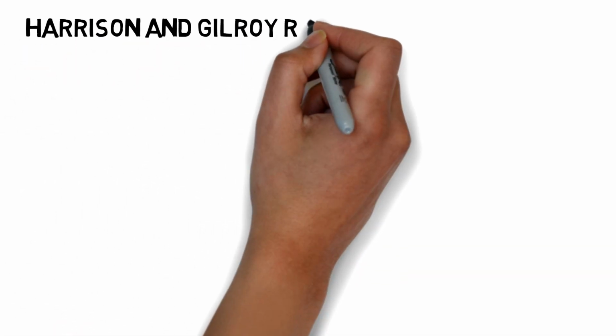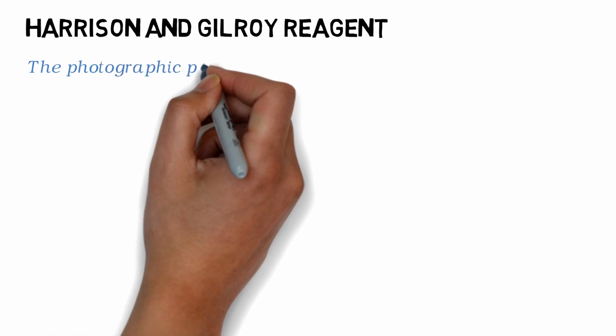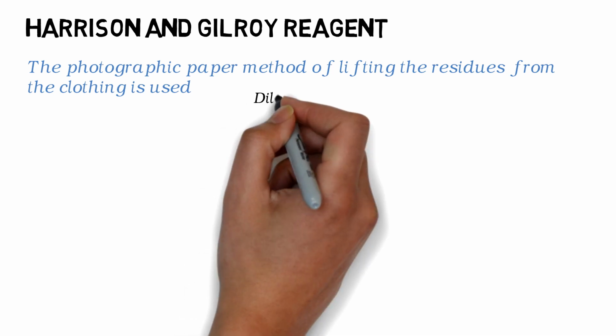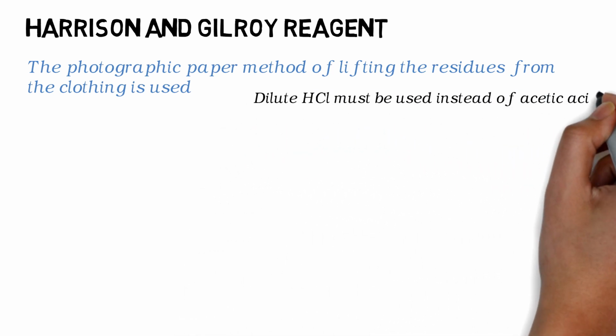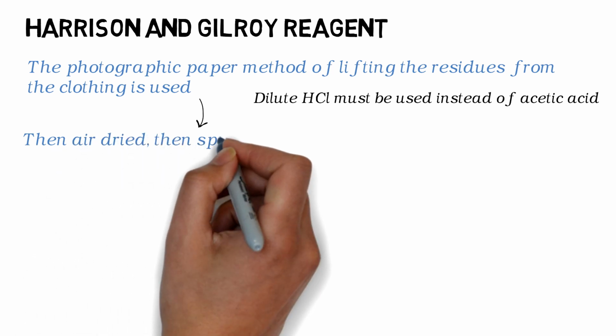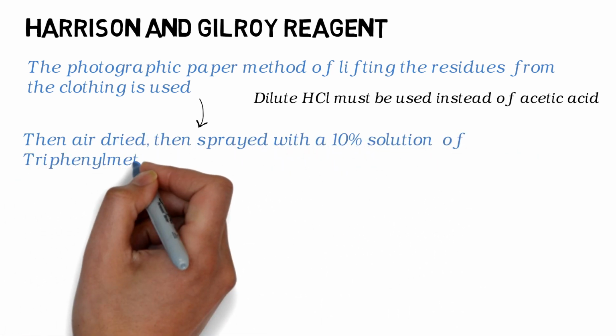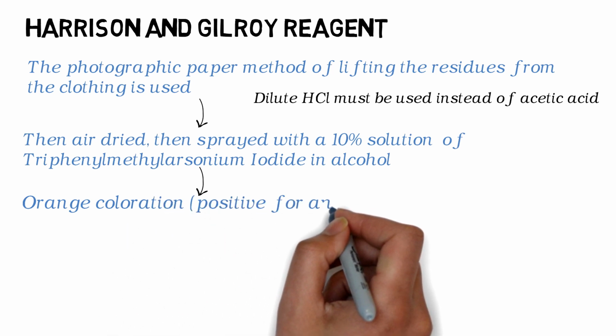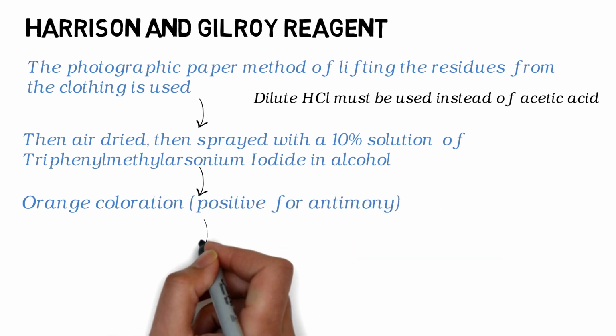The next test conducted for the detection of metallic inorganic constituents of the gunshot residue is Harrison and Gilroy's test, which uses the photographic paper method of lifting the residues from the clothing and which is further diluted with 0.1 molar hydrochloric acid instead of acetic acid. This paper is then air dried and sprayed with a 10% alcoholic solution of triphenyl methylarsonium iodide. Within a period of 2 minutes, if an orange ring appears, then it is positive for the presence of antimony.